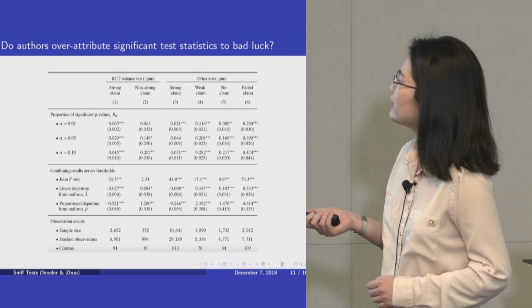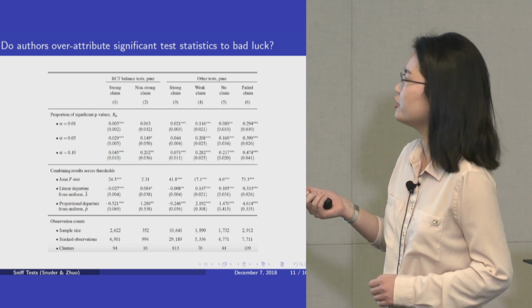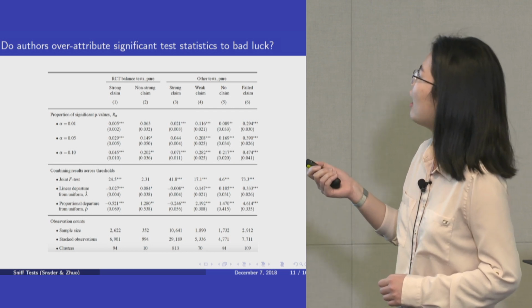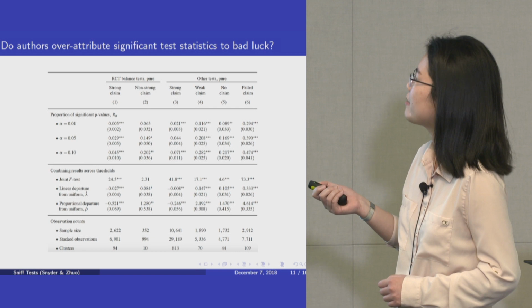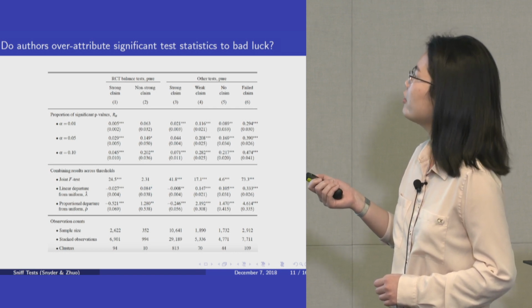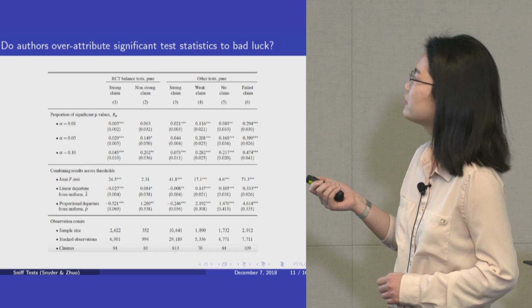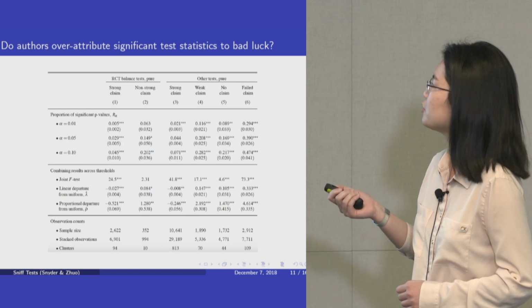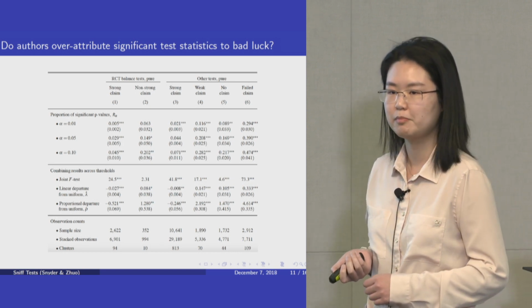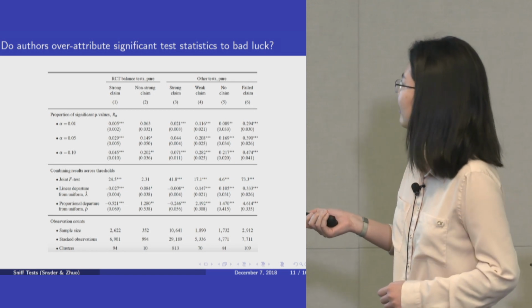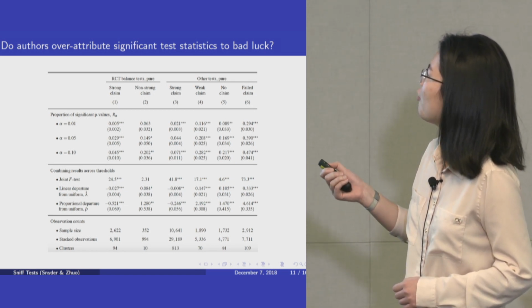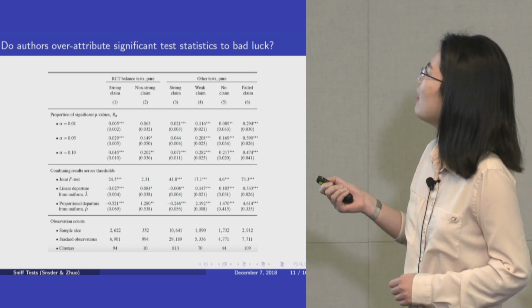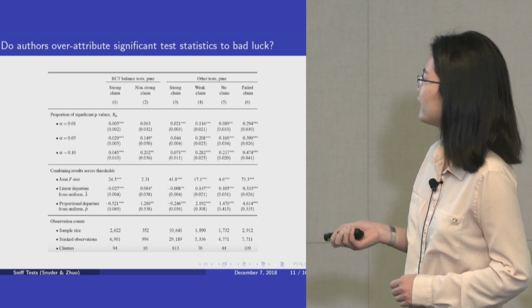So for the RCT balance test, when the authors are confident, the proportions are indeed smaller than the benchmark proportions. But for the other test pure cases, when the authors make a strong claim, especially at the 1% threshold, we're observing a doubling of what we should observe if the test statistics indeed follow a random distribution, suggesting that the authors might be over-attributing test statistics to random bad luck. And for weak claims, when the authors make a weak claim, the proportion is no better than when the authors make no claims at all.